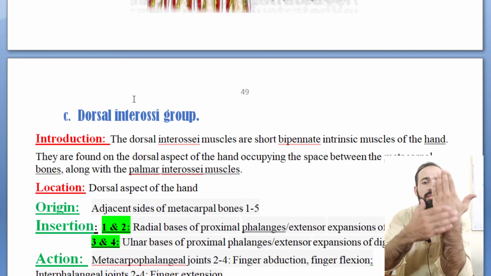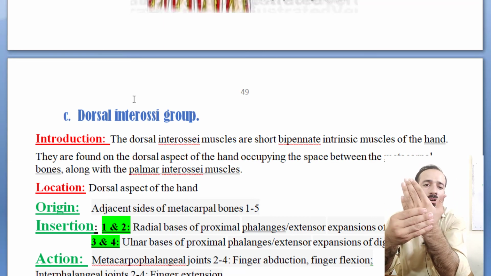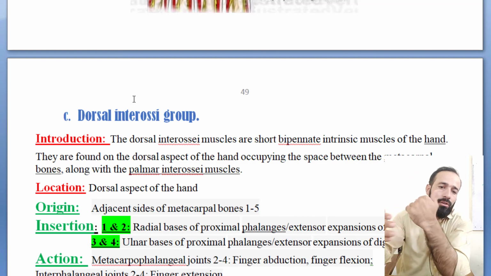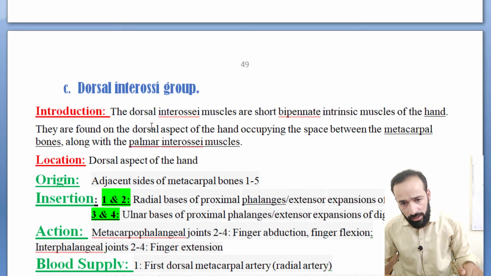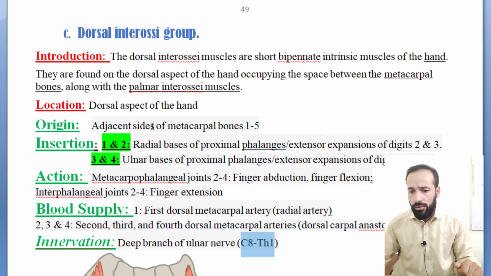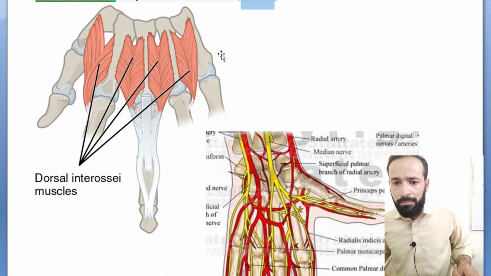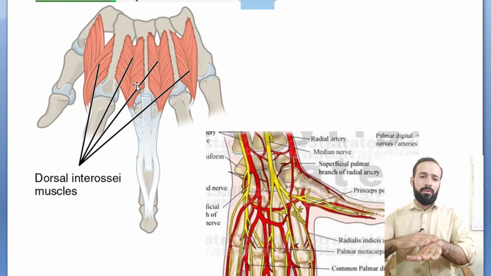This was about the muscles which are present in the dorsum of your hand. They were the dorsal interossei group, right, friends? I hope you understand these muscles. Look here, these are the bipinnate muscles which are present in the dorsum of the hand.